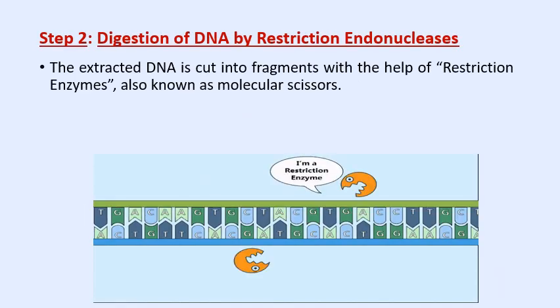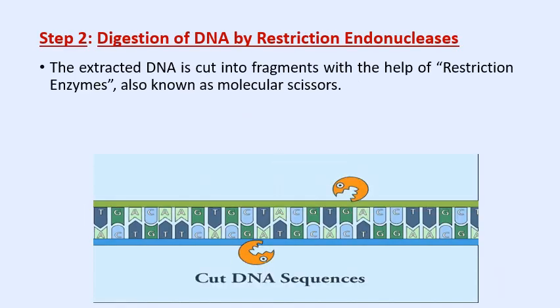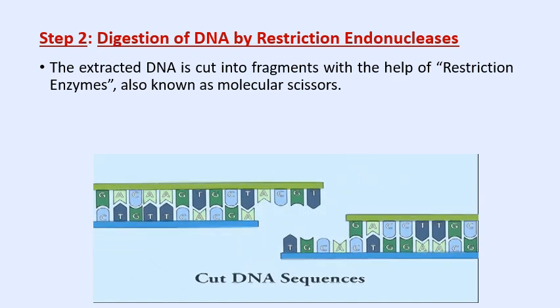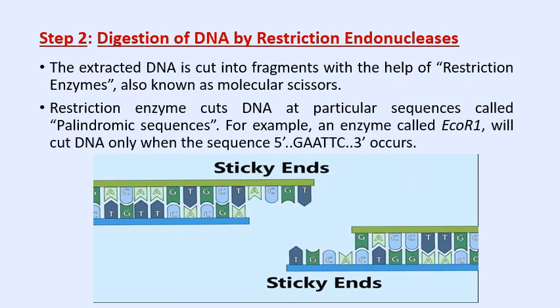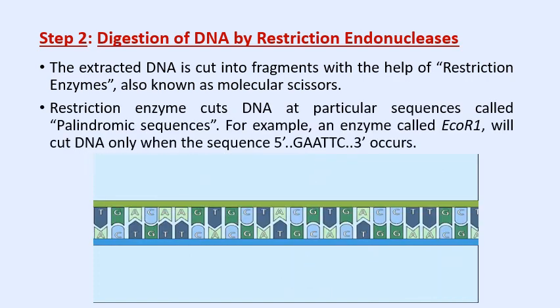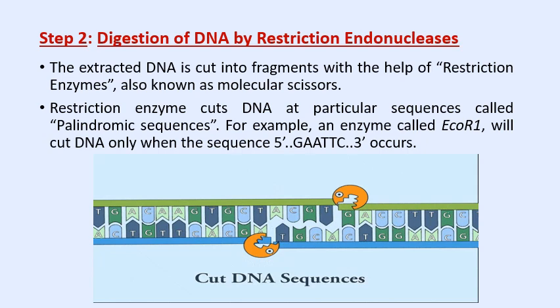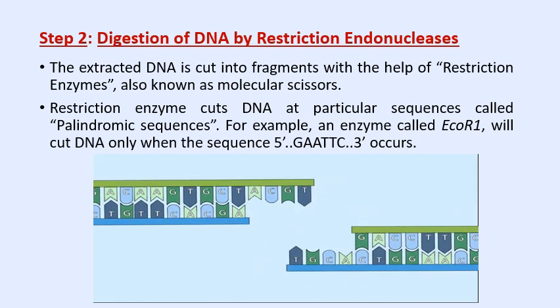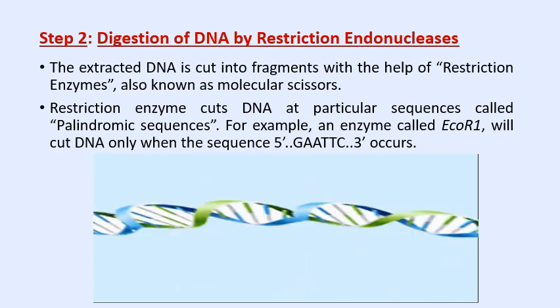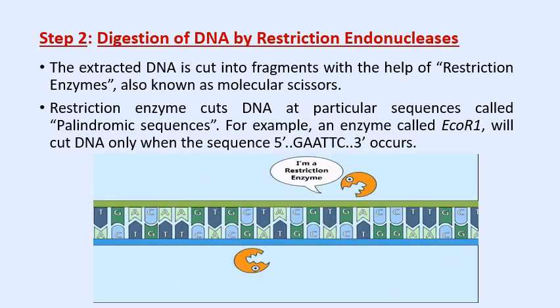Second step, digestion of DNA by restriction endonucleases. The extracted DNA is large and needs to be cut into fragments with the help of restriction enzymes. These enzymes are also known as molecular scissors. Restriction enzymes cut DNA at particular sequences called palindromic sequences. For example, an enzyme called EcoRI will cut DNA only when the sequence, 5' to 3', is GAATTC.